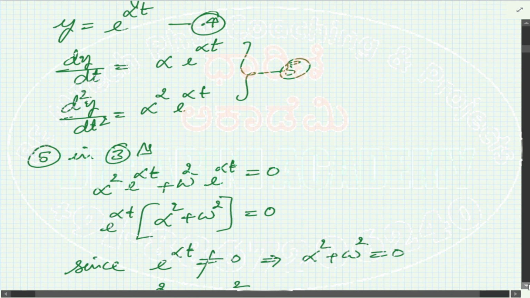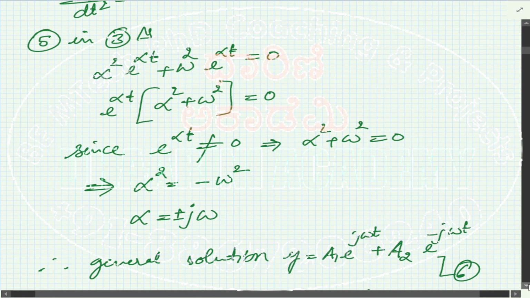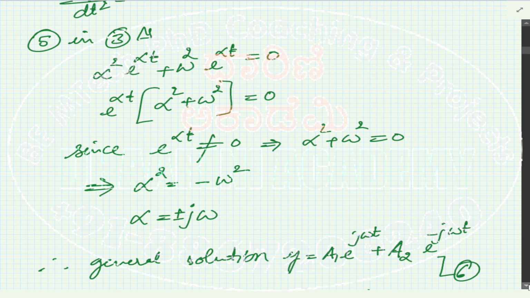So put 5 in 3. We are going to get alpha square e to the alpha t plus omega square e to the alpha t equal to 0. I can see that e to the alpha t is common. I'm taking it out, and e to the alpha t into alpha square plus omega square is 0, which means e to the alpha t cannot be equal to 0, because it is e to the power something. This means the other term has to be equal to 0.